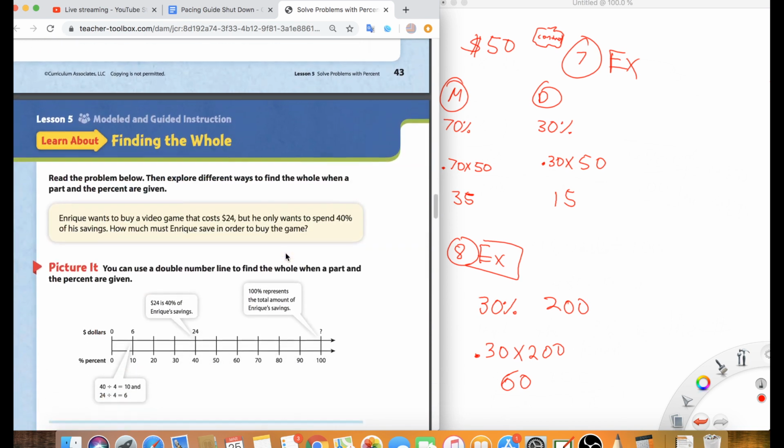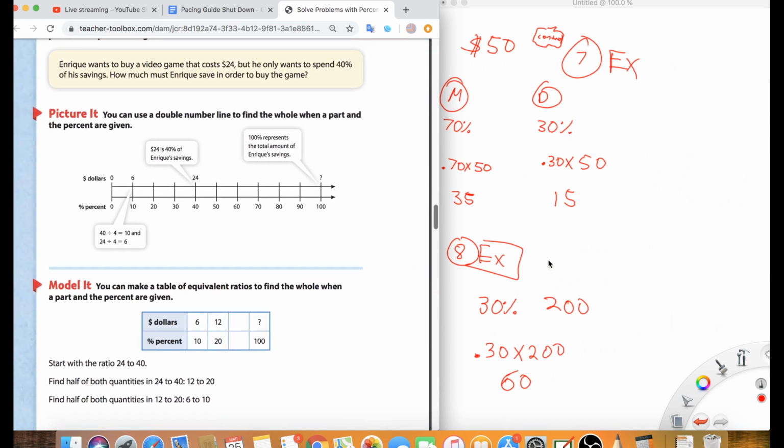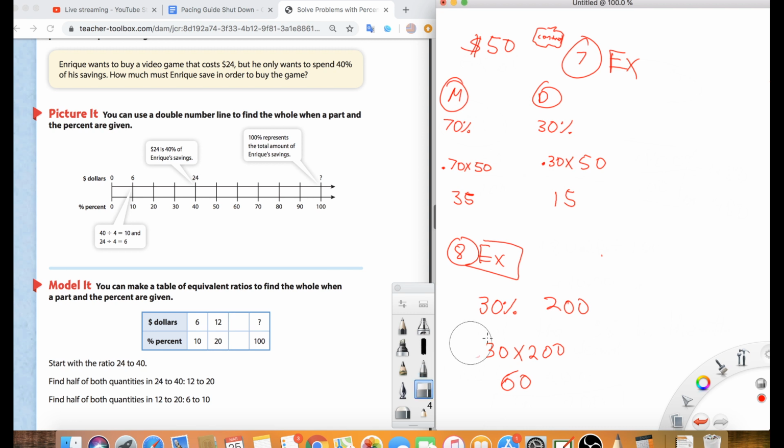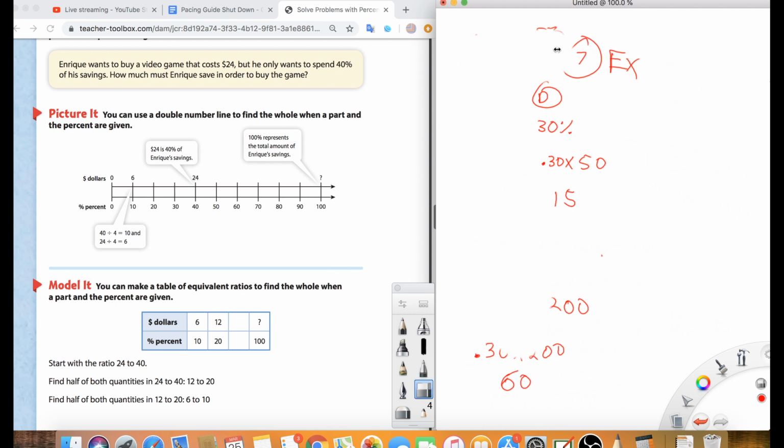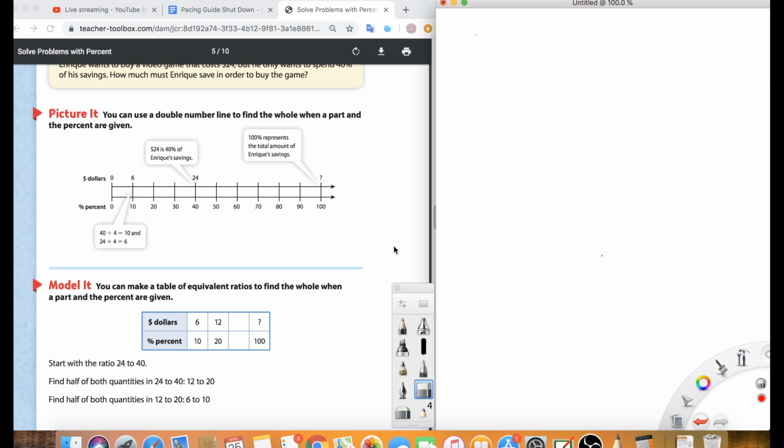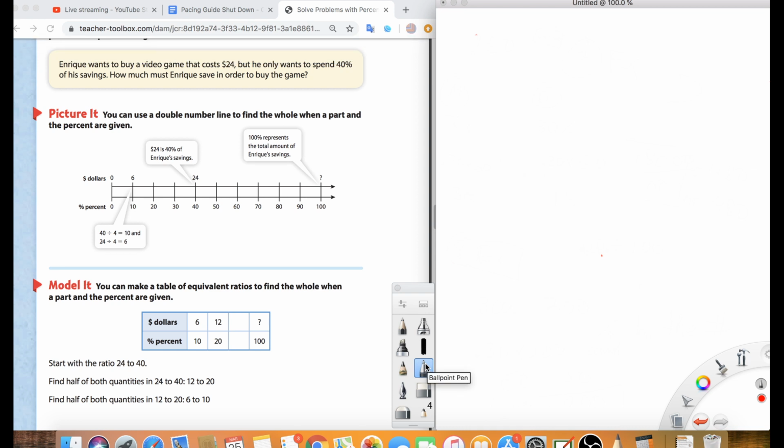Let's go ahead and go to page number 44. In this problem, this time they're saying that Enrique wants to buy a video game that costs $24, but he only wants to spend 40% of his savings. So he wants to buy a video game that costs $24, but he only wants to spend 40% of his savings. How much must Enrique save in order to buy the game?